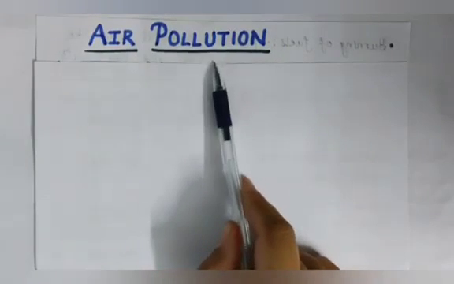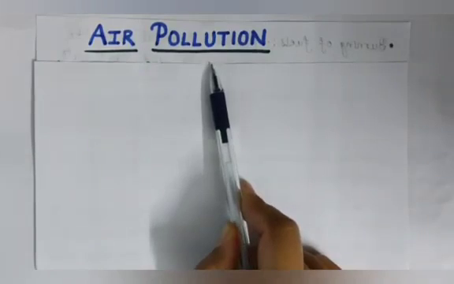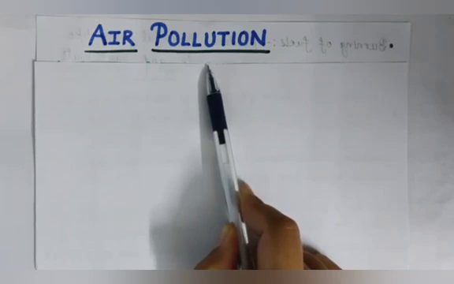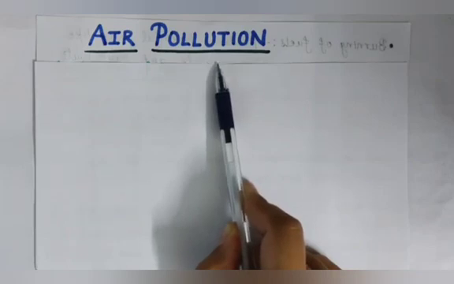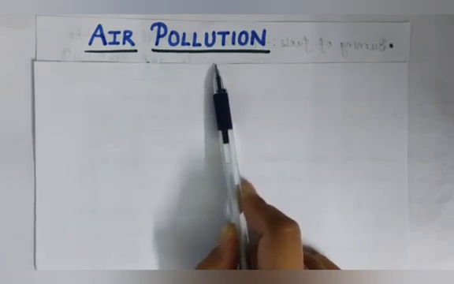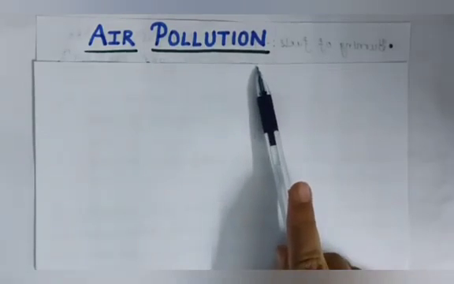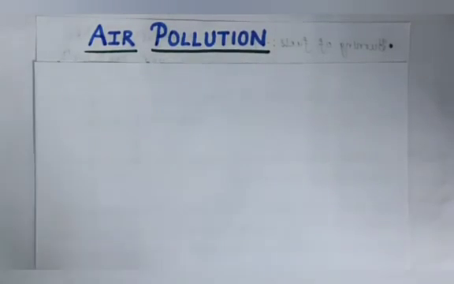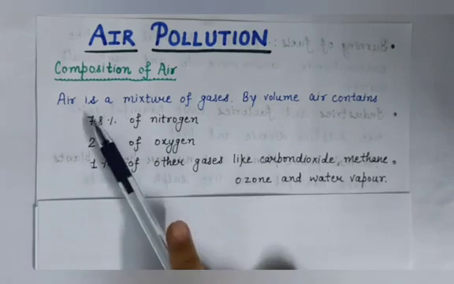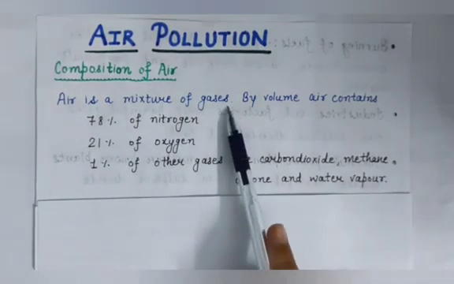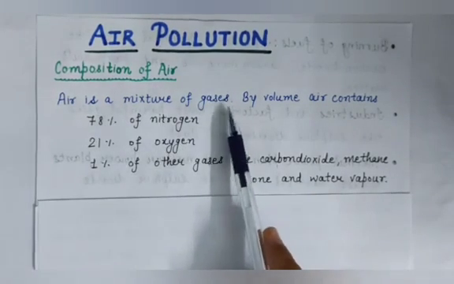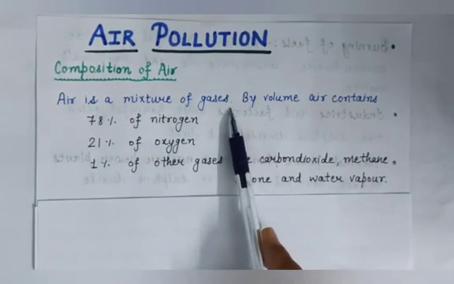Air pollution. We all know that air is essential for the survival of all living beings. Means we cannot live without air. But what is the composition of air? So you have learnt in earlier classes that air is a mixture of gases. Means many gases are present in air.